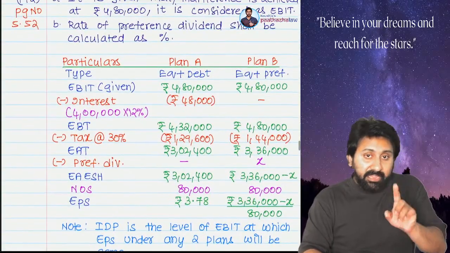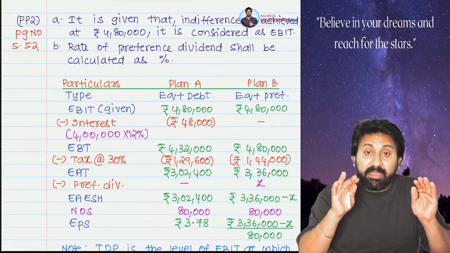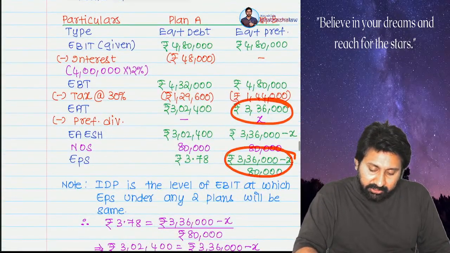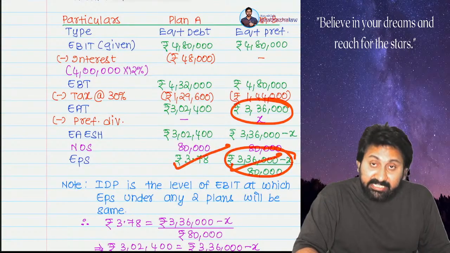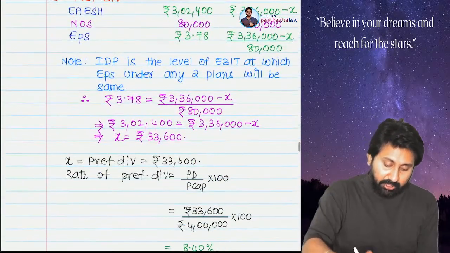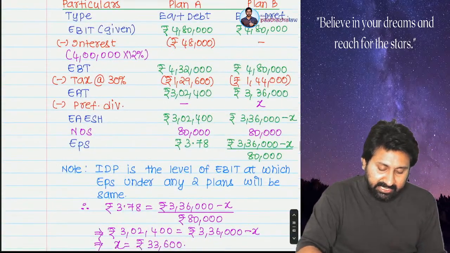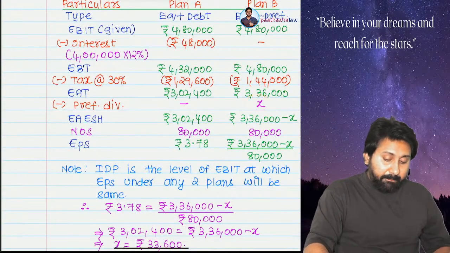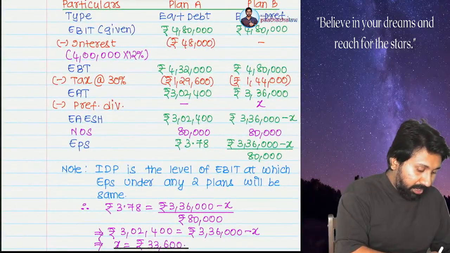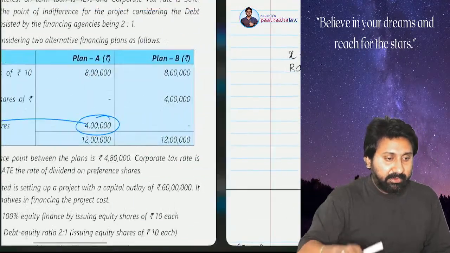But we know one thing. 4,80,000 is a financial indifference point. At this level, EPSs will be matching. So (3,36,000 minus X) divided by 80,000. This is EPS under option 2. This is EPS under option 1. Both will be same because EBIT is the indifference point. So therefore, 3.78 equal to this much. You multiply, X equal to 33,600. What is X here? Preference dividend. Preference dividend 33,600 on a total capital of 4 lakh. Means how much is the rate? 8.4%. That's how the answer is calculated.